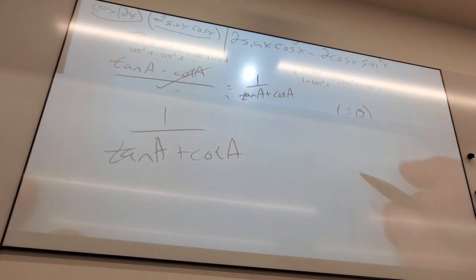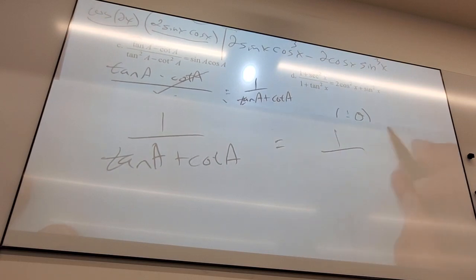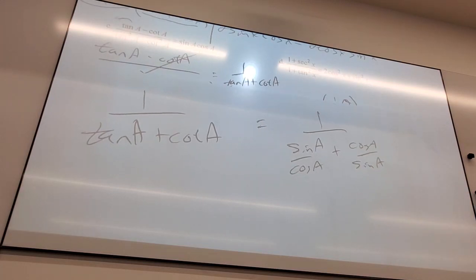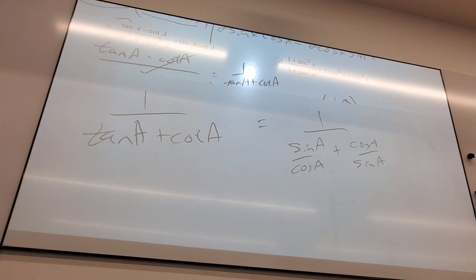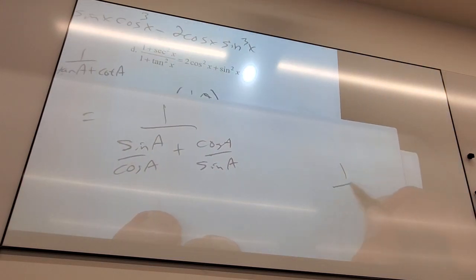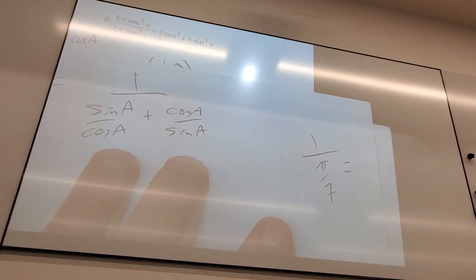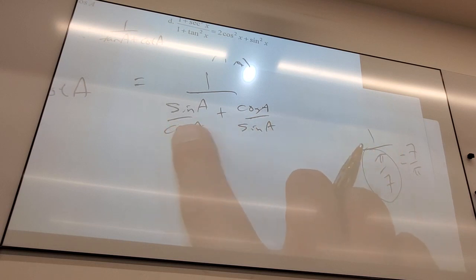So yeah, a good idea. If I rewrite this in terms of sine and cosine, what would this one be? Now, side note, if I had 1 over pi over 7, everybody in here should be like, okay, that's easy. What is 1 divided by pi over 7? 7 over pi. So if only the bottom is a single fraction, I just have to flip it because it's under 1. So how do I make this a single fraction?